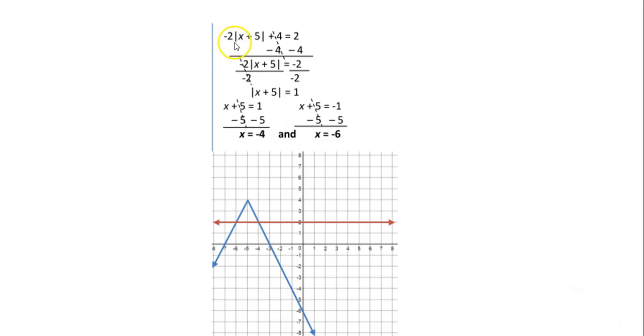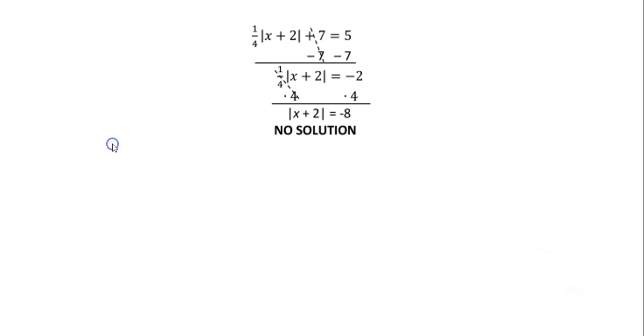So, -2 times the absolute value of x plus 5, plus 4. Again, subtract 4 on both sides, which is what's happening here. -2 times the absolute value of x plus 5 is equal to -2. Divide both sides by -2, and we get the absolute value of x plus 5 is equal to 1. So that means that x plus 5 could be 1, or x plus 5 could be -1. Subtract 5 on both sides, and we get x is -4 and x is -6. It could be either one of those values. And here's what this looks like graphically, very similar to that last example we did.